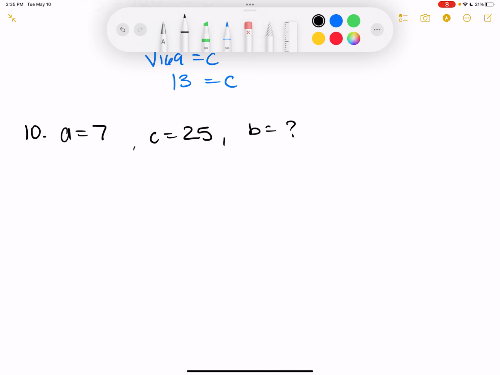Is it still squared? I'll tell you what that value is equal to if you give me a second. 25 squared is 625.